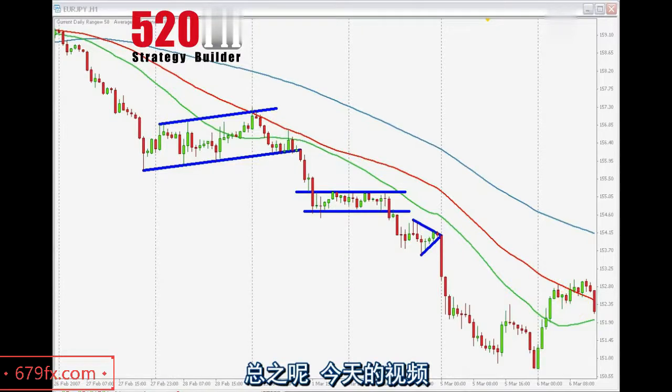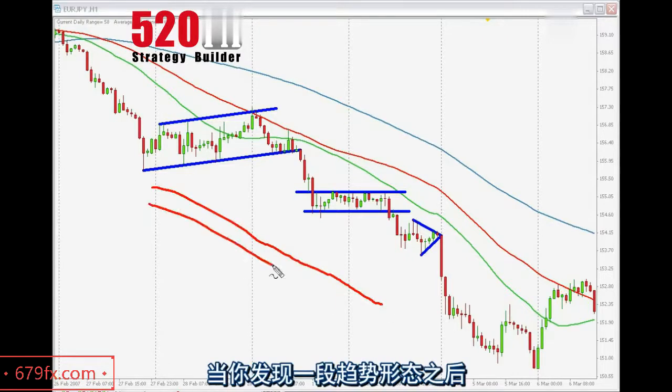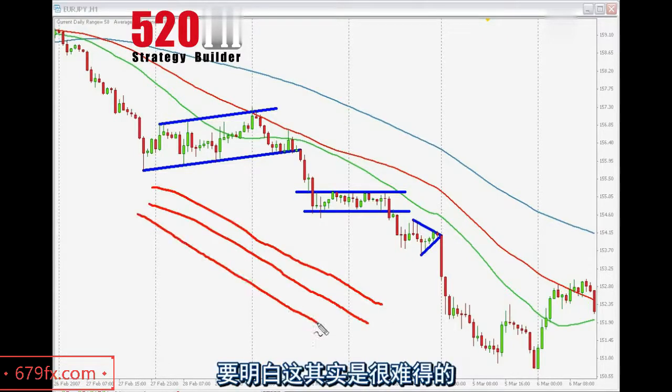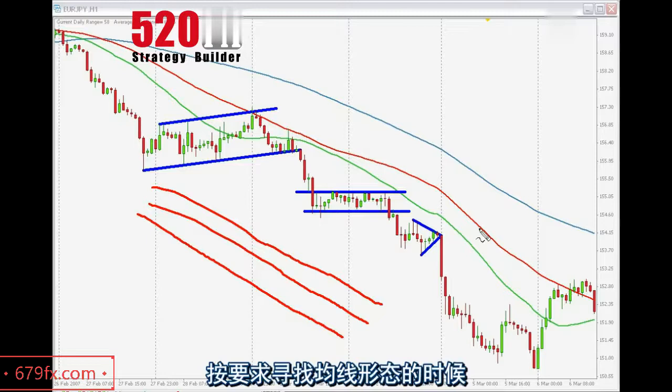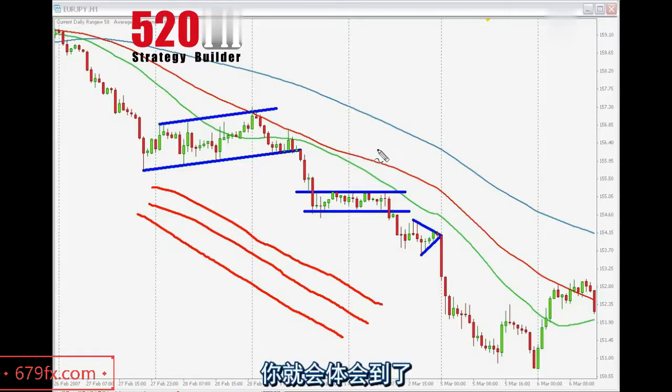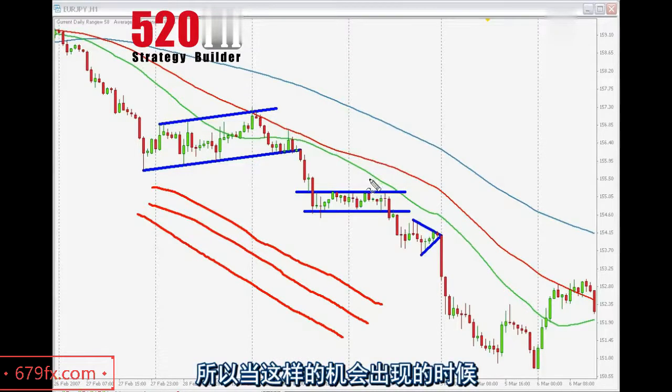But anyway, the important point of this video is to show you guys that once you find a trend in a scenario, they don't happen that often. You will see by yourselves when you begin searching for these moving average formations. They don't happen that often, and when they do happen, they usually give out 2 or 3 possible trading opportunities.